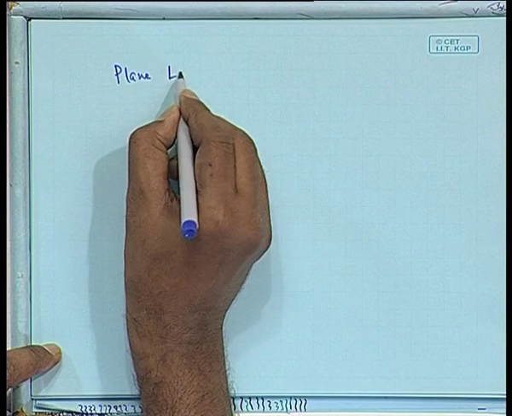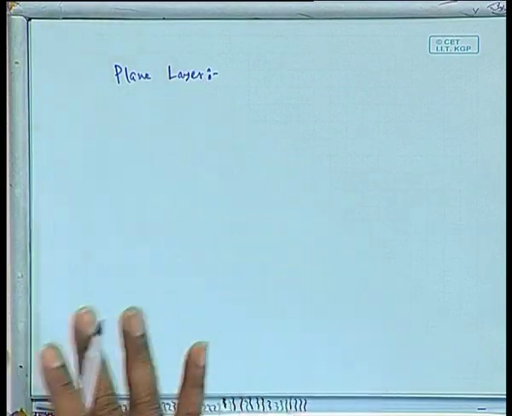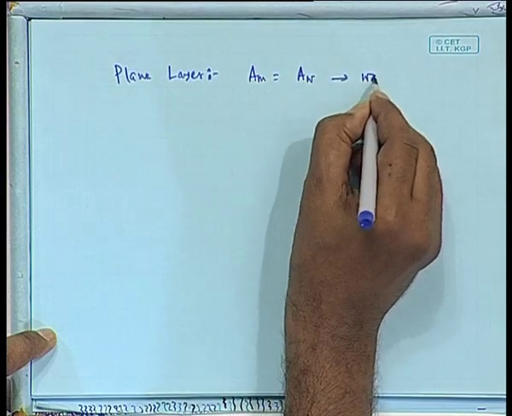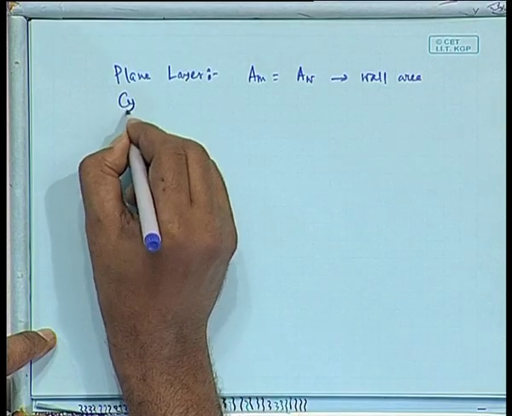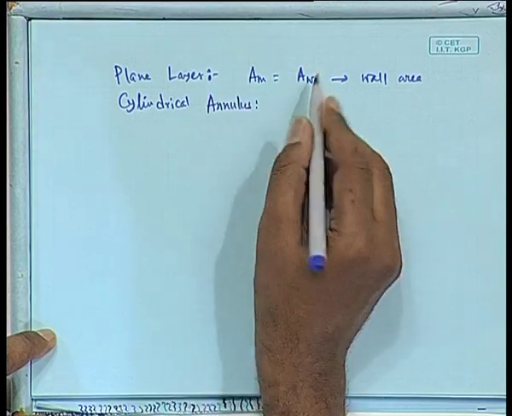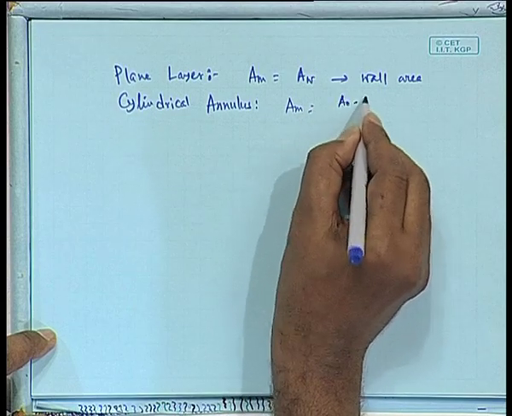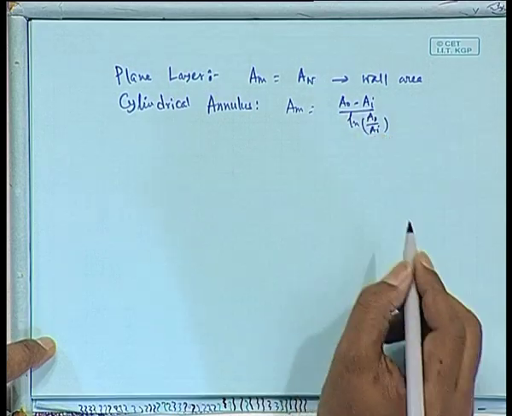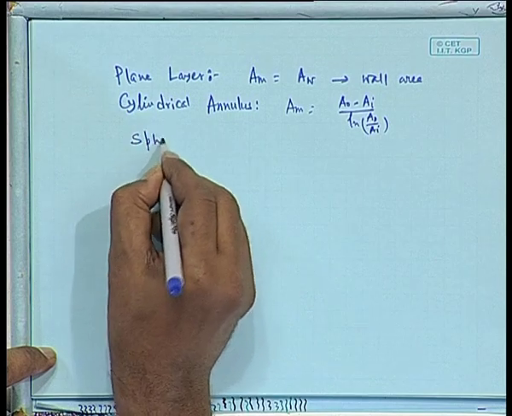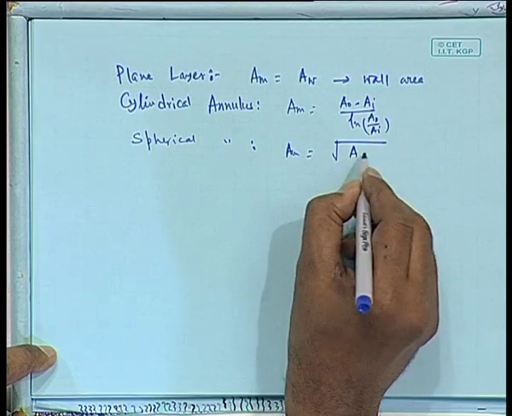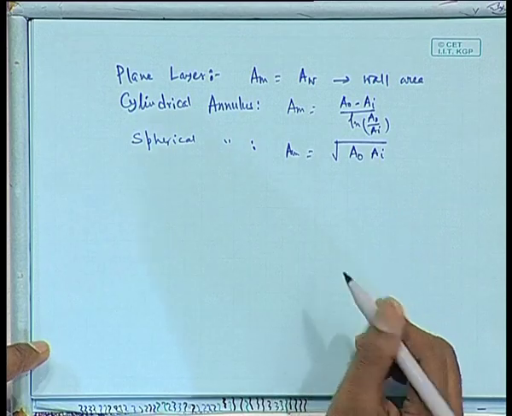Plane layer basically means the enclosed space is within two rectangular surfaces, and the area is the overall area. For a cylindrical annulus, it is (A0 minus Ai) divided by ln(A0 by Ai), some kind of area average, and for a spherical annulus your Am will be the geometric mean of the outer area and inner area, some kind of average area.